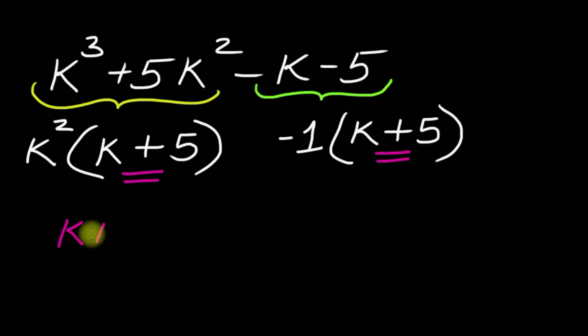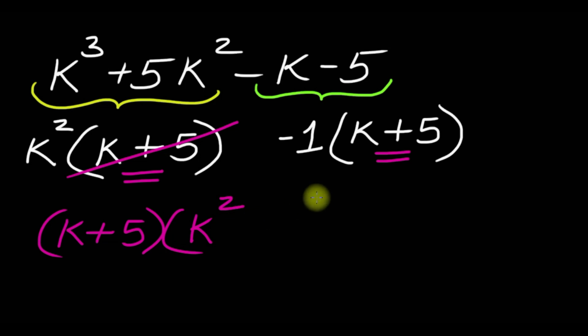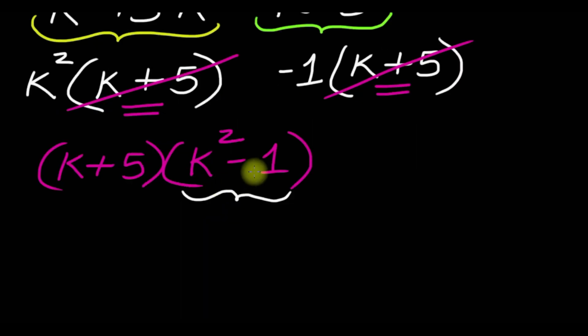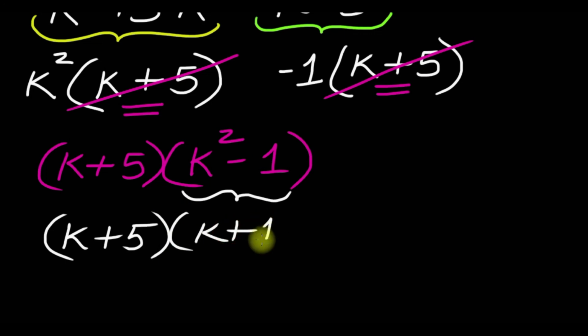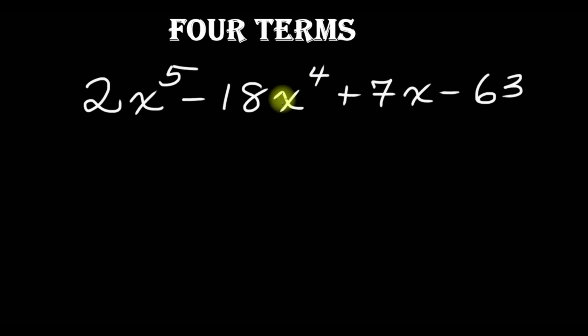So you're going to pull that out, k plus 5. Okay, so if you pull this out, you're left with k squared. And then if you pull this out, you're left with negative 1. This is a difference of squares. So you have to continue to factor that into k plus 1 times k minus 1. So this is it. There's nothing else you can do to this. So we're done. Okay, so let's take a look at another one with 4 terms.